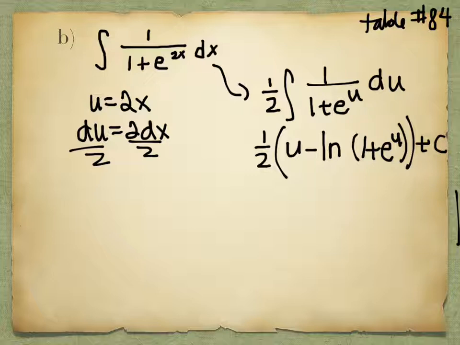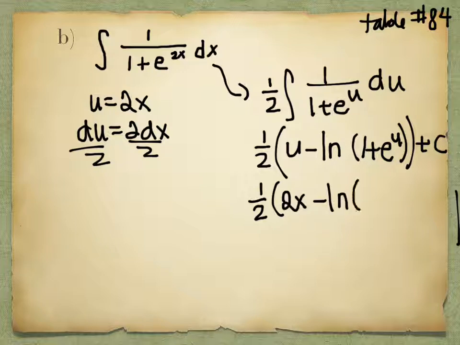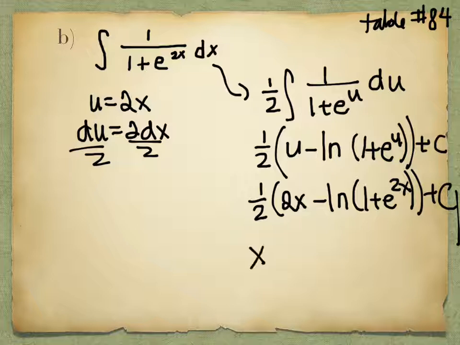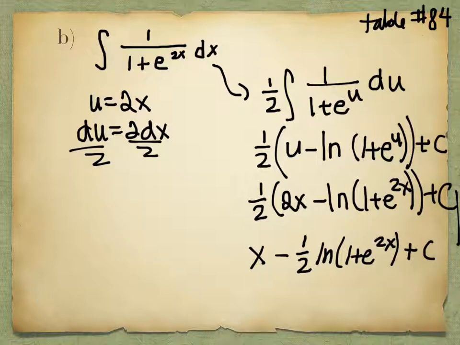If you didn't already, like I didn't, then you would put it in at this point. So this is actually 1/2 of 2x minus the natural log of 1 plus e to the 2x plus c. And we're going to distribute that through because that just has so many unnecessary parentheses. I don't know about you, but it does to me. 1/2 times 2x is x, and then I've got minus the 1/2 natural log of 1 plus e to the 2x quantity plus c.